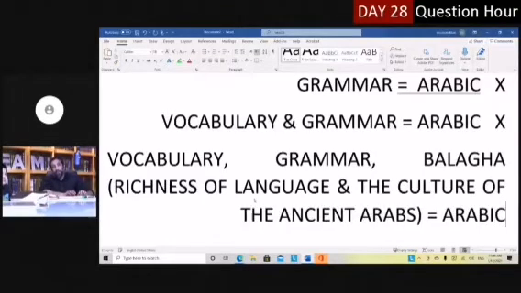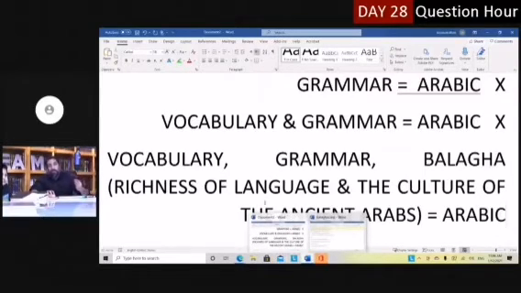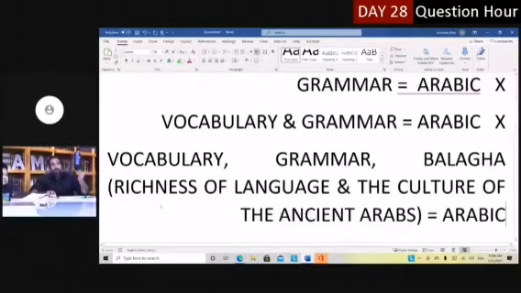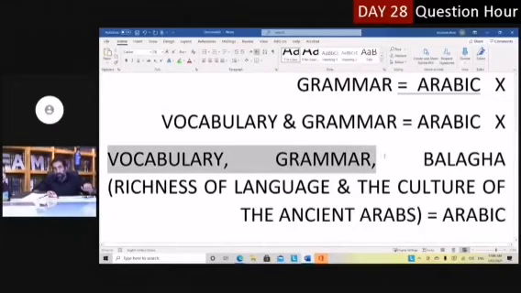That equals Arabic. So, let's put this into practice. From a grammar point of view, or vocabulary point of view, kana means was. If you go to the dictionary, kana will say was. The grammar of it is, it's a past tense: huwa kana, huma kana, hum kanu. It's a mubtada, that's the mubtada, that's the khabar. So I got the vocabulary and I got the grammar.